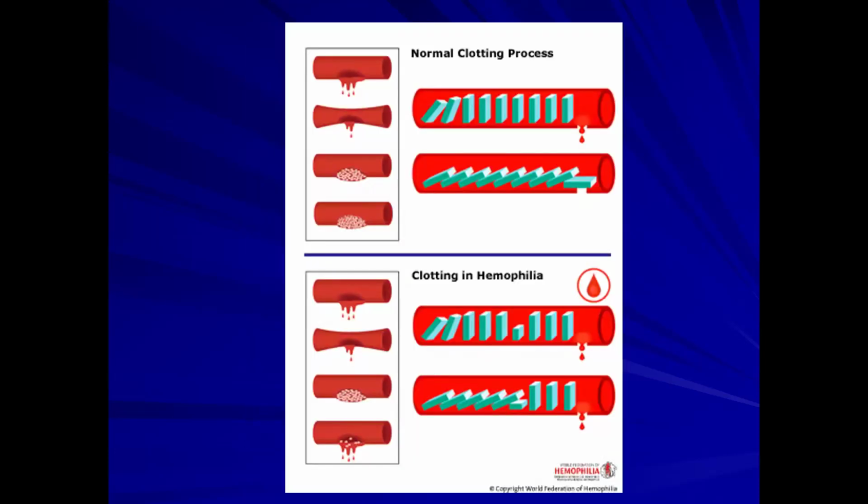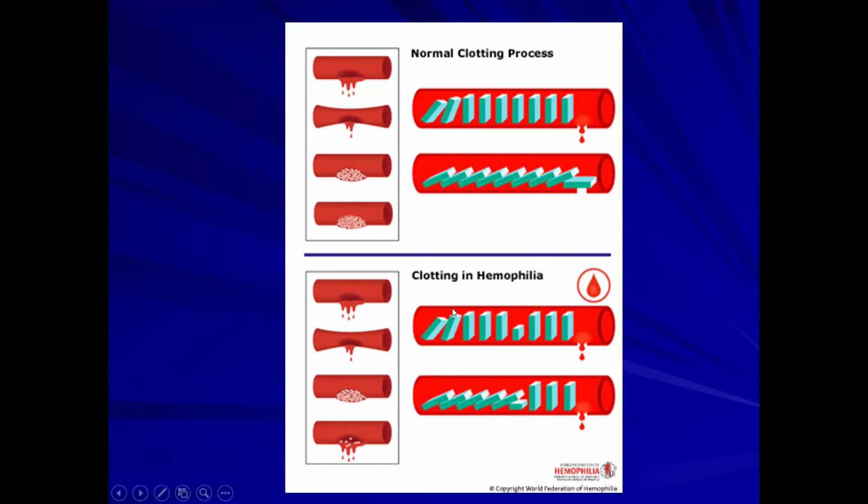And our normal clotting factor is, we have a cut and then it basically plugs the cut, right? So it cuts off blood flow, it creates the clot so that we don't bleed to death, right? It's our body's own natural clotting process.